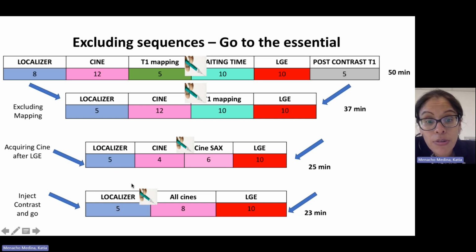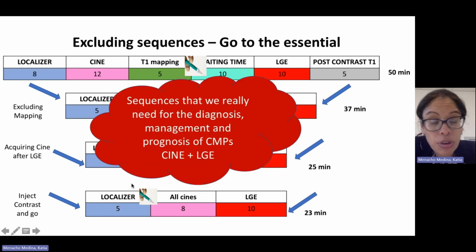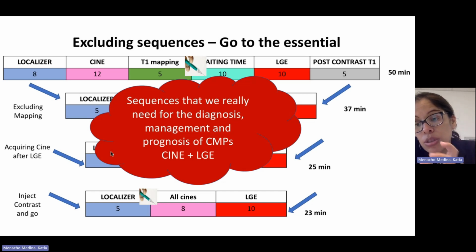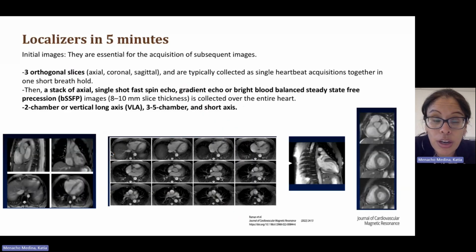For the project that I will present today, we focus on this option, the 25 minutes protocol, where we focus on the assessment of cine sequences and late gadolinium for the assessment of scarring, where we know that these two sequences have a role in the diagnosis and management and prognosis of cardiomyopathies. So now there are ways we can also limit the acquisition of the localizers, make it faster, as well as the cine sequences and the LGE that I will be explaining now.